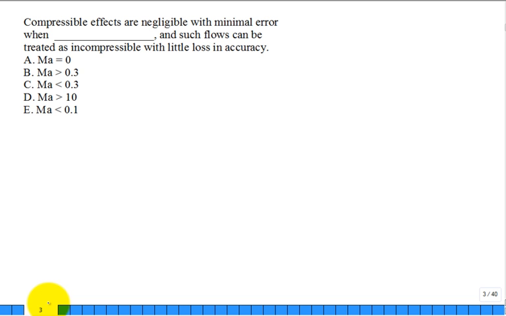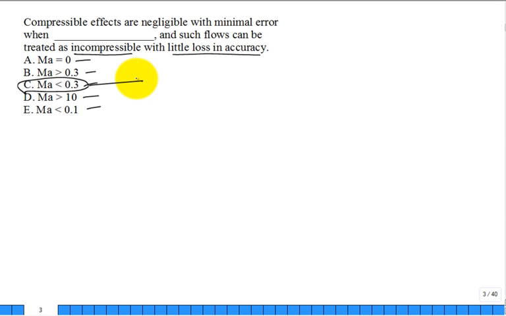Compressible effects are negligible with minimal error when the Mach number is less than 0.3, and such flows can be treated as incompressible with little loss in accuracy. This statement, I think, is directly out of the textbook. It's one of these numbers that you might want to just remember.